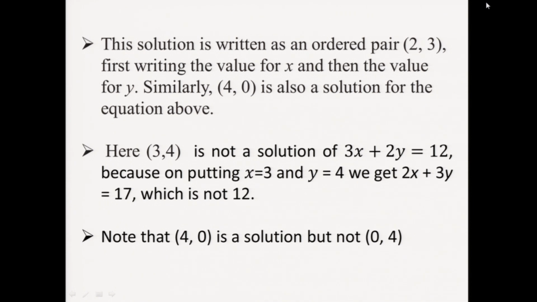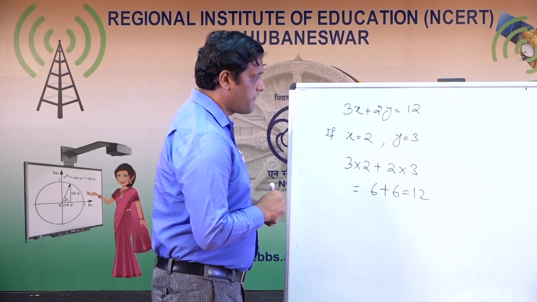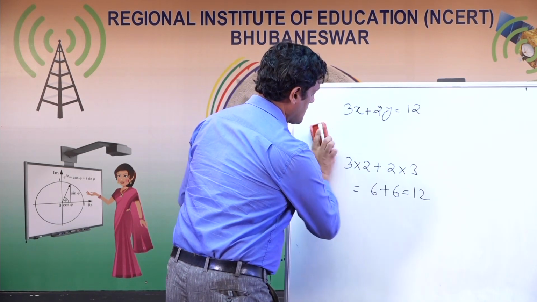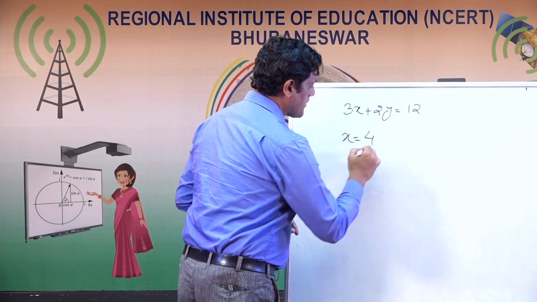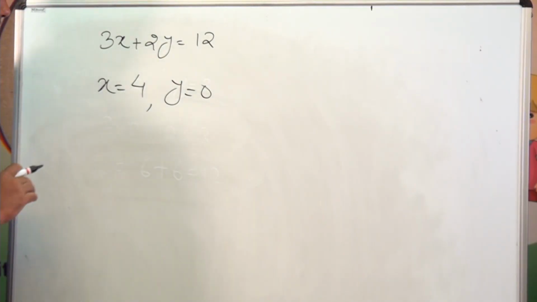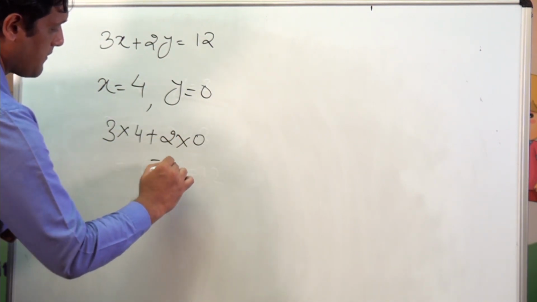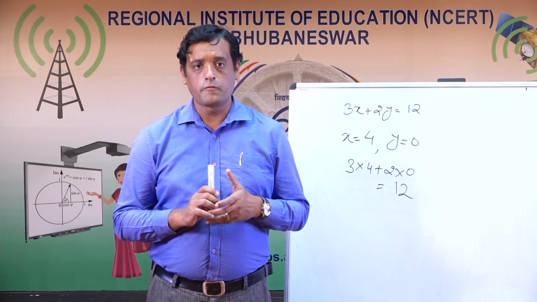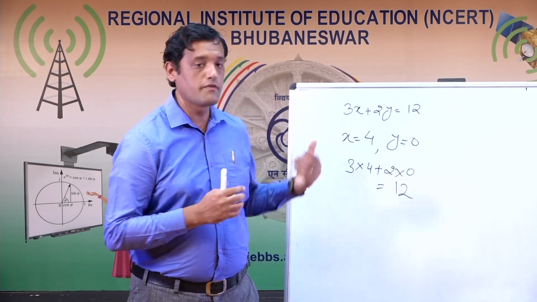Now come to another one. Is there any other solution? The answer is yes. If x equals 4 and y equals 0, will it satisfy the equation? Let us check. 3 into 4 plus 2 into 0, then our answer is 12. Again we are getting the right hand side. It means that (4, 0) is also a solution for the equation which is given to us.